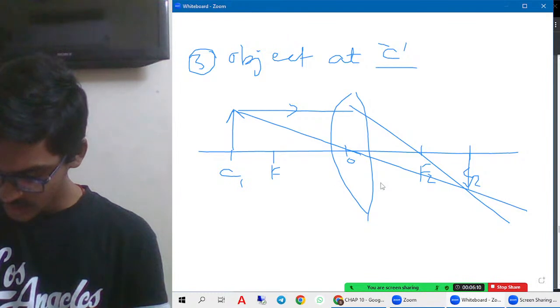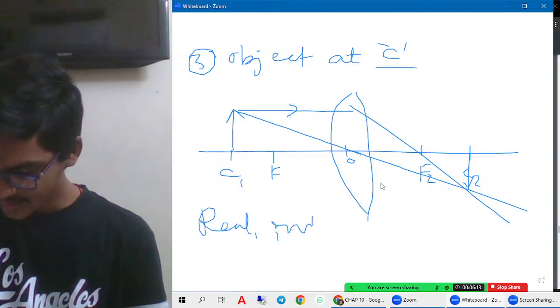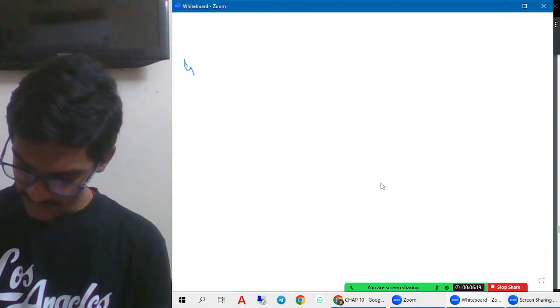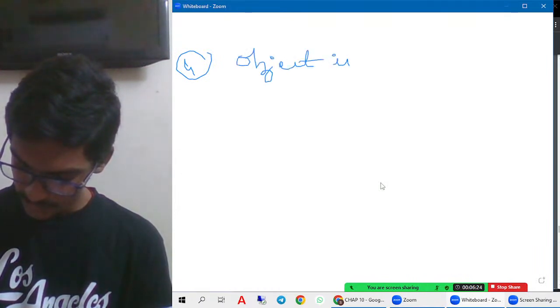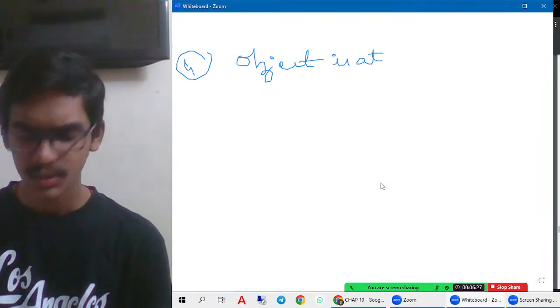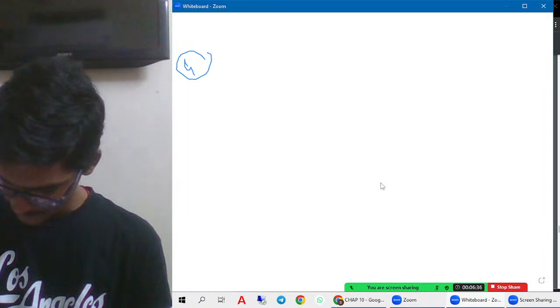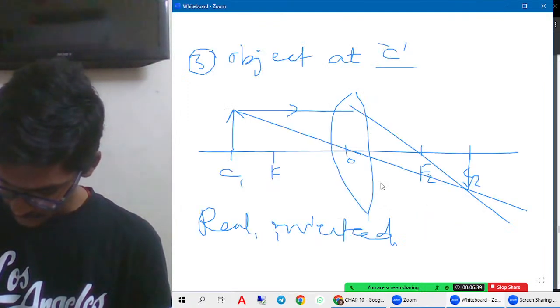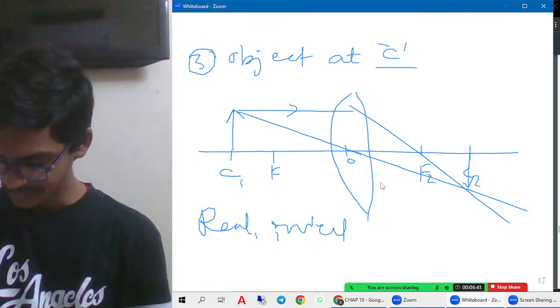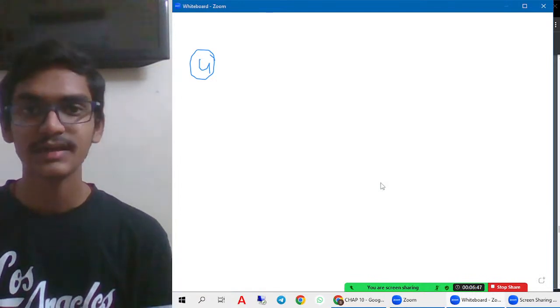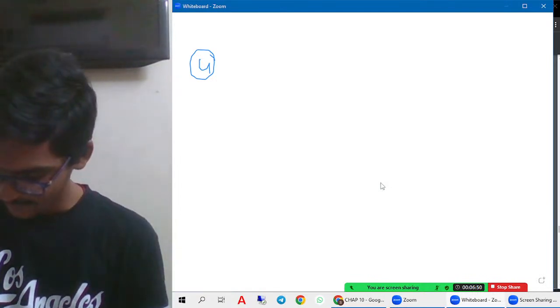So what is the nature? It is real, it is inverted, and it is of the same size. Okay, then let us move to the fourth case, when the object is... so did I draw perfectly? Let me check once. Right. Oh, I got it. Okay. First we have taken infinity, next beyond C, next at C, then we are going to say between C and F.